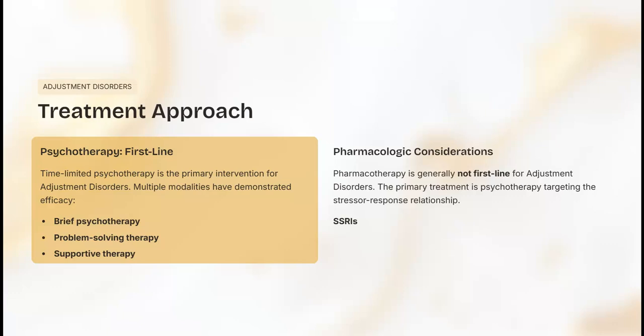Medication is not first line. The focus should be on addressing the stressor and the person's response to it. SSRIs can be considered if symptoms are significant and persistent, especially if mood or anxiety features are prominent. Keep doses very low and short duration, but reassess your patient regularly. Again, avoid benzos. These disorders are temporary and self-limited. There is a real risk of dependence and no need for benzos for adjustment disorders.